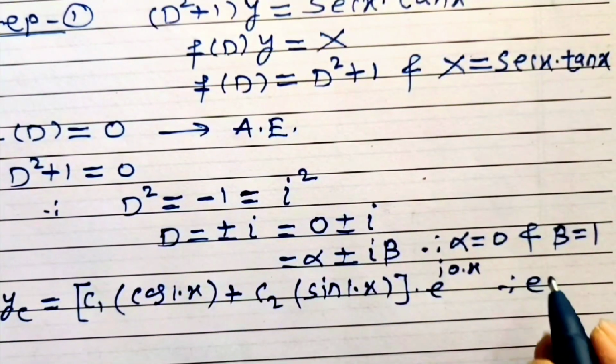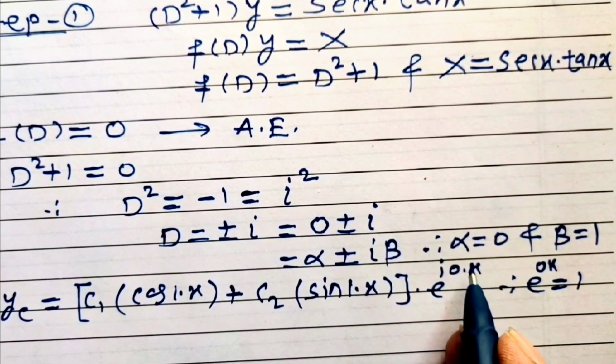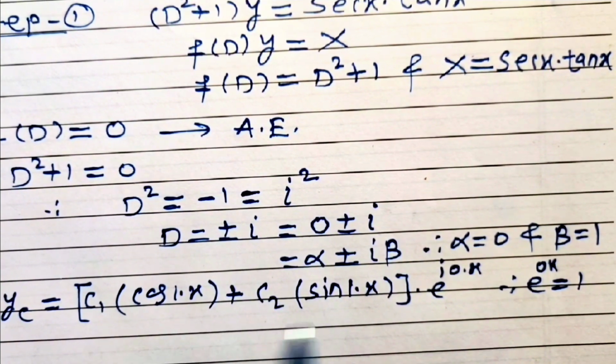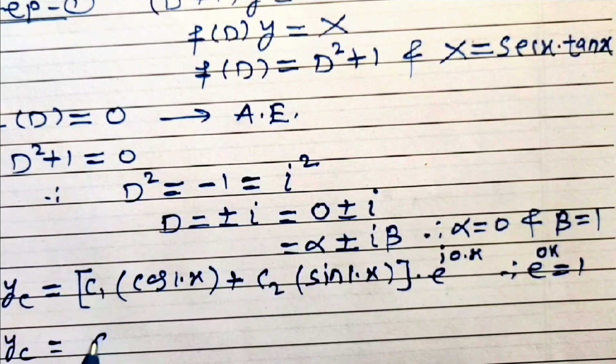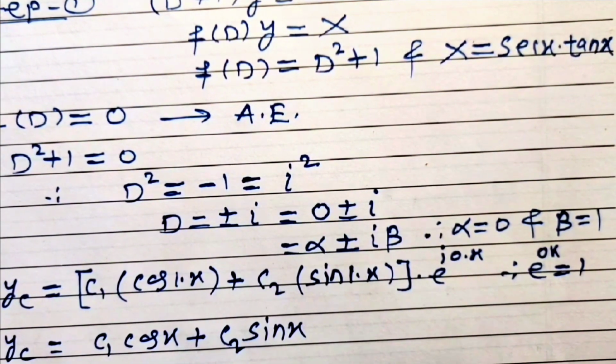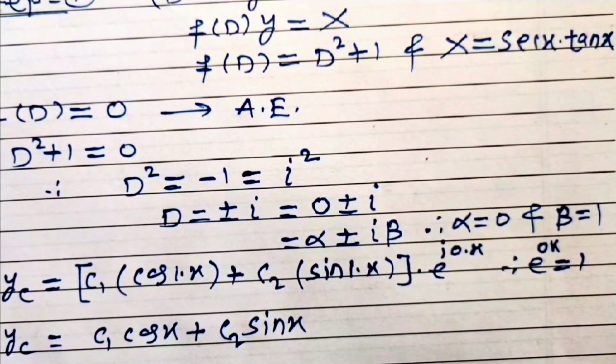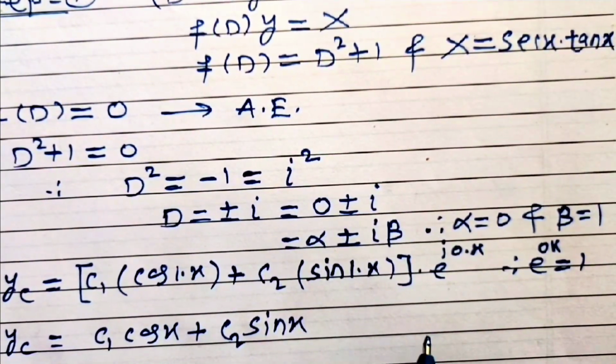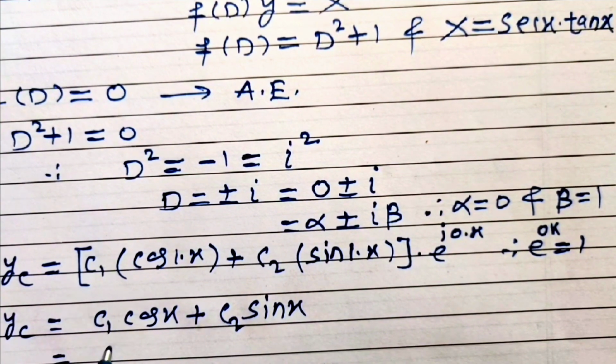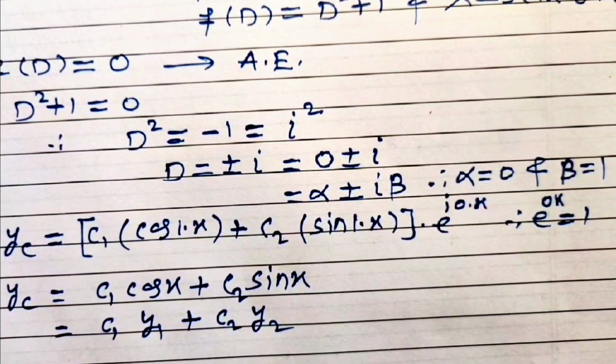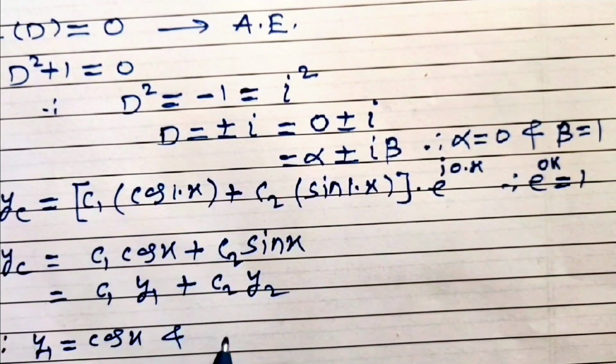Simplify this, since e to the power 0x is equal to 1. The value of this exponential function is 1. Hence, the value of complementary function yc is equal to c1 cos x plus c2 sin x. This is the complementary function, and to find the complementary function which gives 2 marks, compare this with c1 y1 plus c2 y2. Hence y1 is equal to cos x and y2 is equal to sin x.